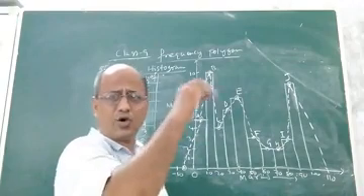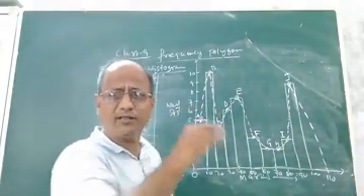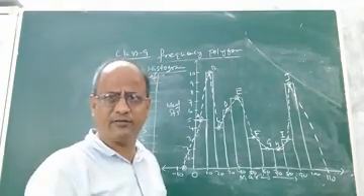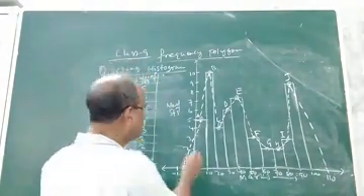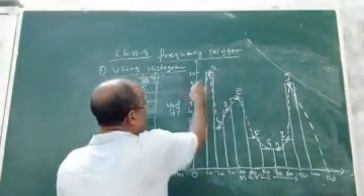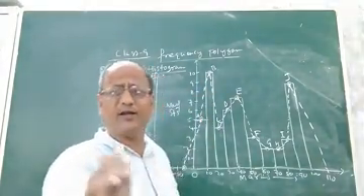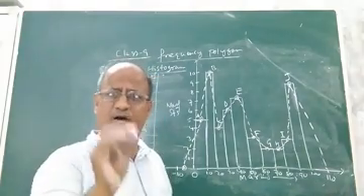By means of dotted line segments, you join the midpoints of all bars or rectangles or all class intervals, whatever you say. Okay. So, when you join the midpoints of all the bars or rectangles, you will get what? You will get a curve. A curve will be obtained.